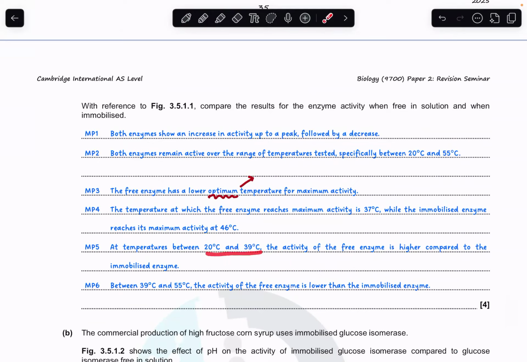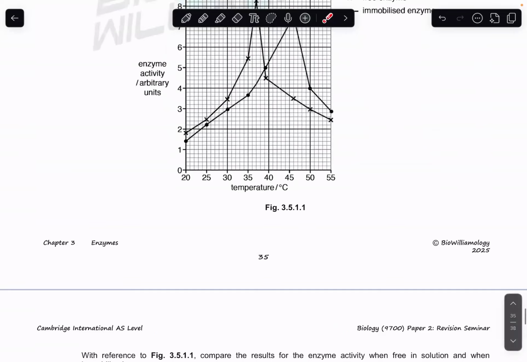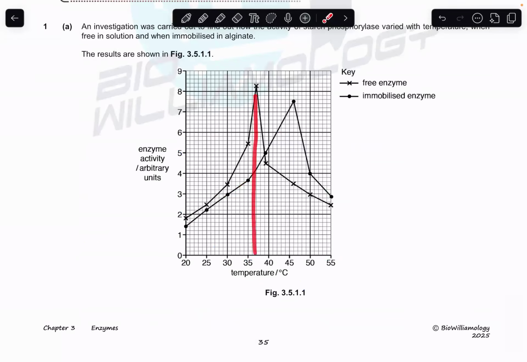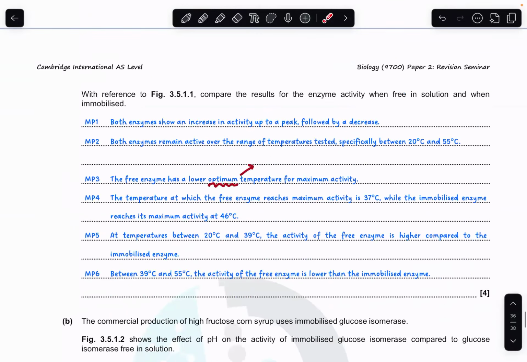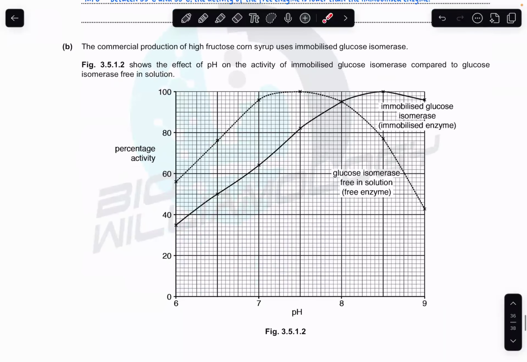Between 20 and 39 degrees Celsius, activity of free enzyme is higher. Between 39 degrees Celsius to 55 degrees Celsius, activity of free enzyme is lower than the immobilized enzyme. Okay, so again, for the optimum temperature here, don't quote any values. Don't put it here like this: this is the optimum temperature, this is the optimum temperature. This is wrong. Why? Because the activity is not 100%. It's just arbitrary units in this case. Now, in this case, yes, you can see hundreds, right?